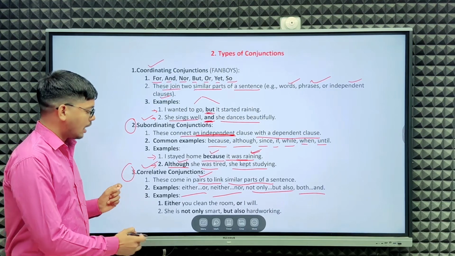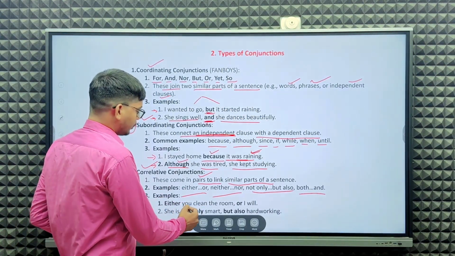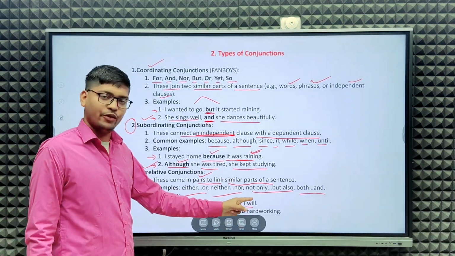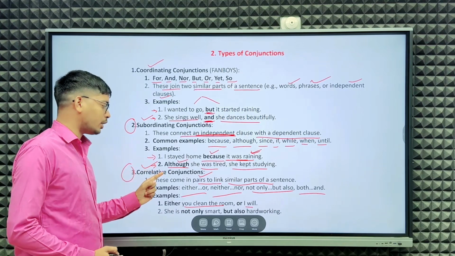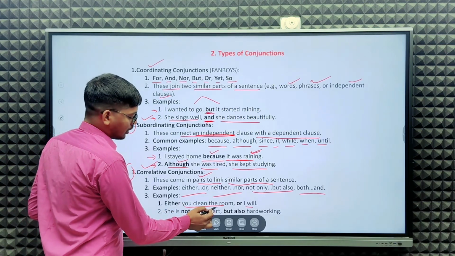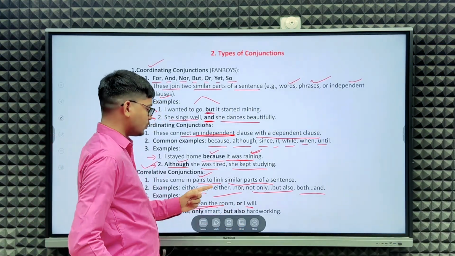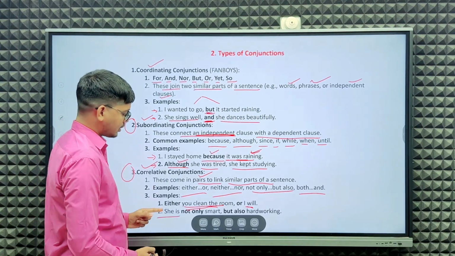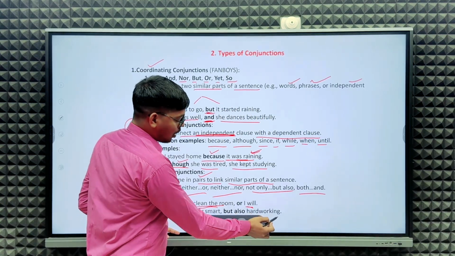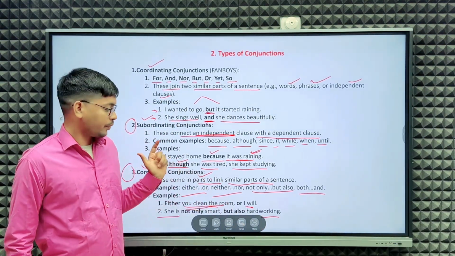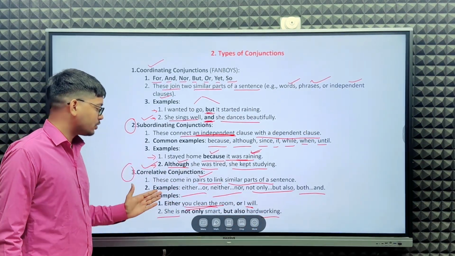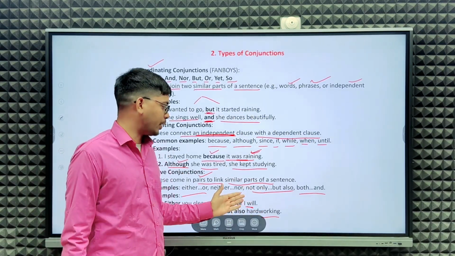Example: either you clean the room or I will. This is correlative because they are similar parts: you clean the room, and I will. So you can understand easily. Second example: she is not only smart but also hardworking. This is also a correlative conjunction: not only...but also.